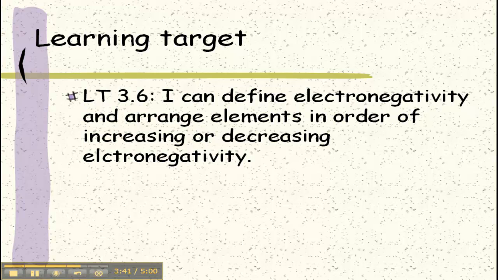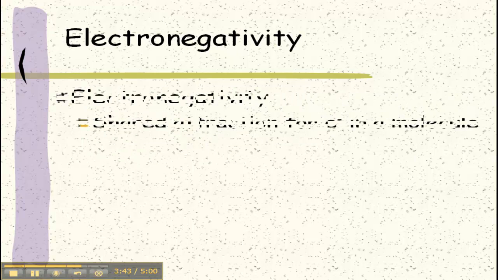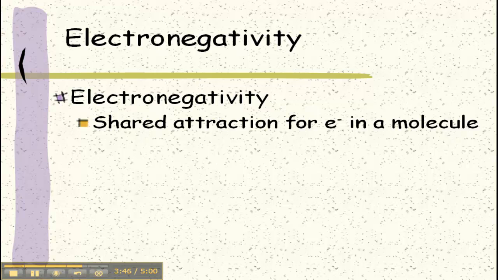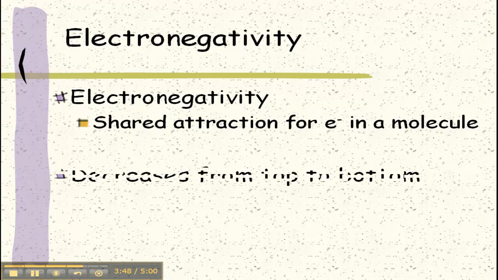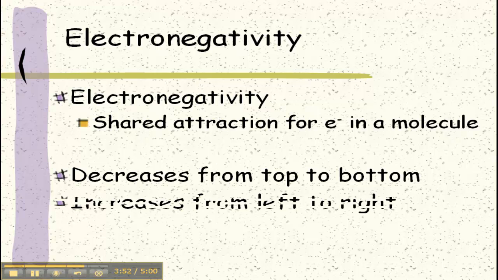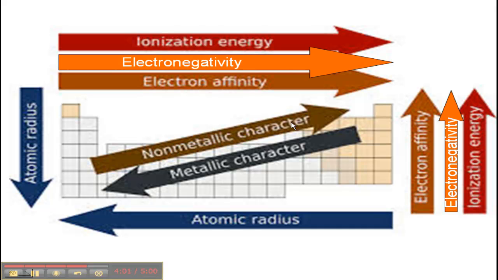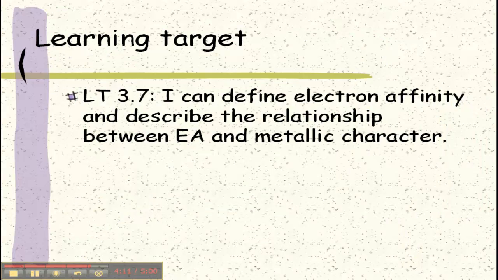Electronegativity. Here's our learning target for that. Electronegativity is the shared attraction for electrons in a molecule. Now it's going to follow the same trend as ionization energy, for the same reasons: it decreases top to bottom and increases left to right. So you'll notice on our periodic table that electronegativity follows the same pattern. The highest electronegativity is here. Actually, fluorine has the highest electronegativity of any atom.